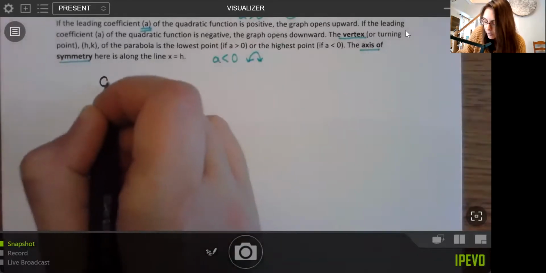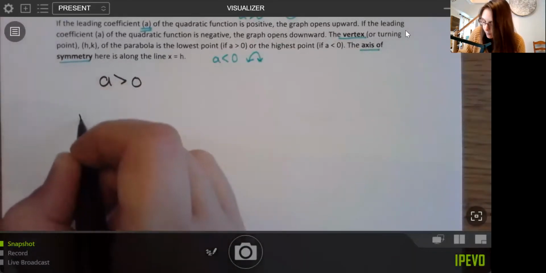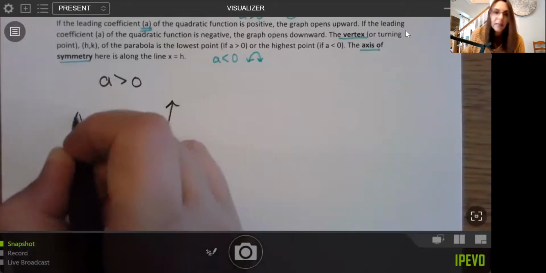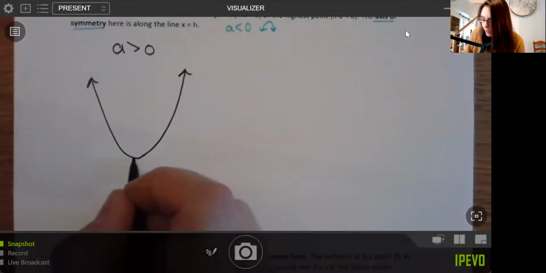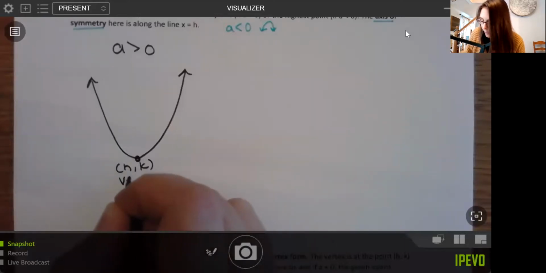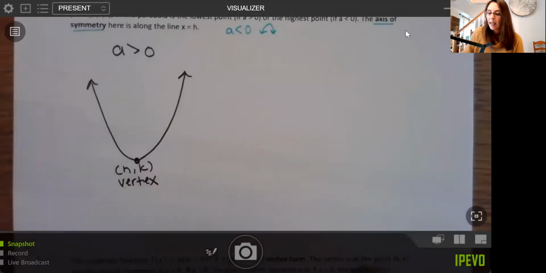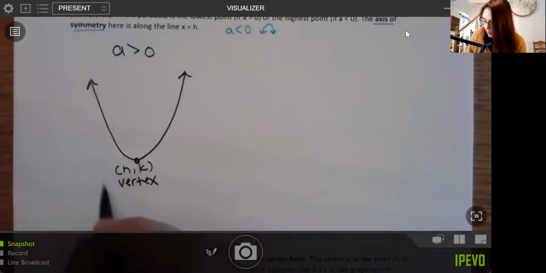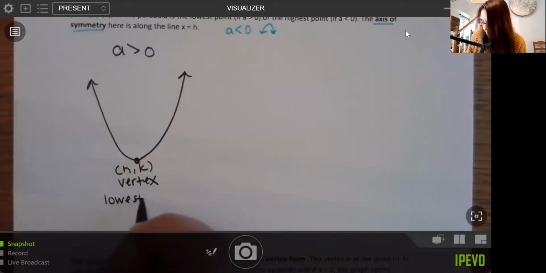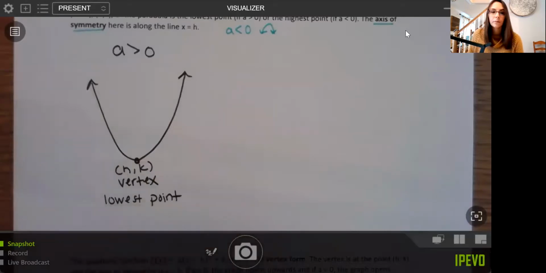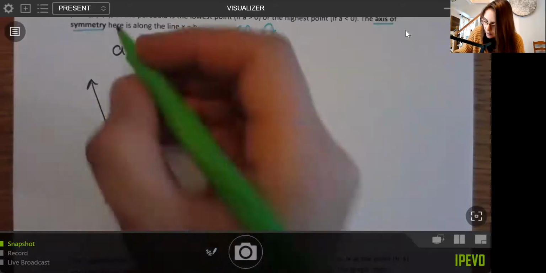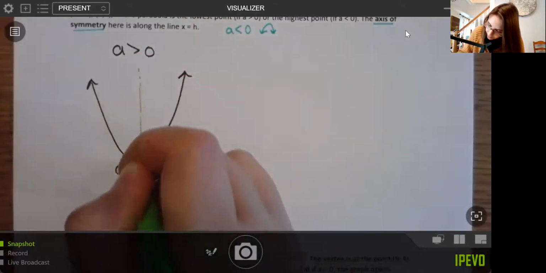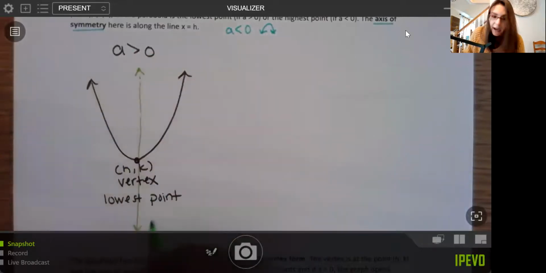So if your a is greater than 0, then your graph looks something like this. The point here, this is typically labeled h comma k. This is your vertex. So when your a is greater than 0, your vertex is at the bottom, and this ends up giving you the lowest point on the graph. And then that axis of symmetry runs right down the center of the graph. So this line right here is called your axis of symmetry.